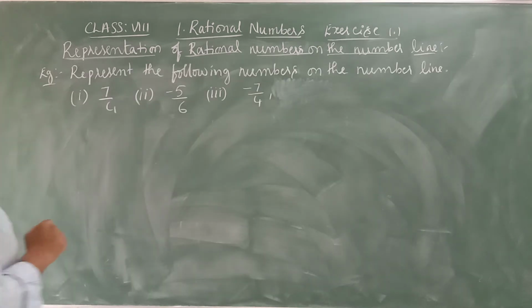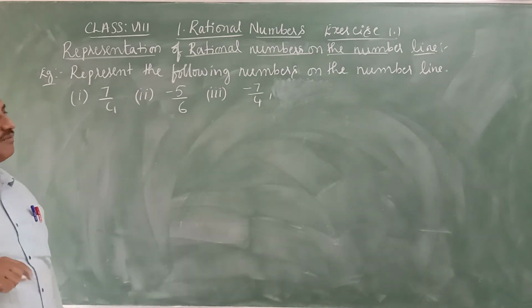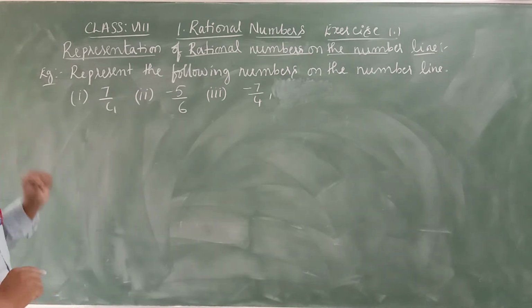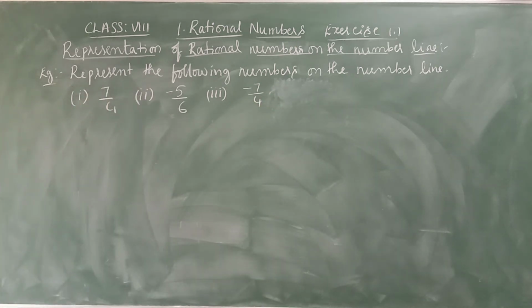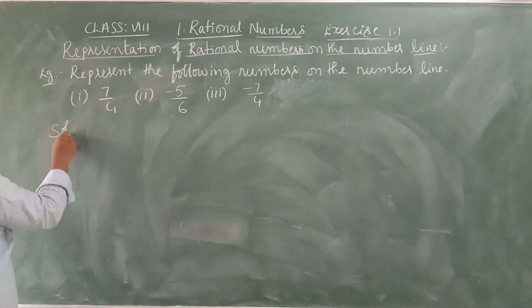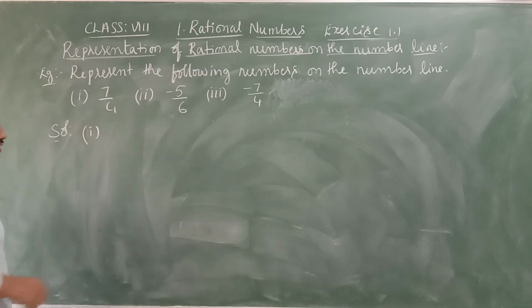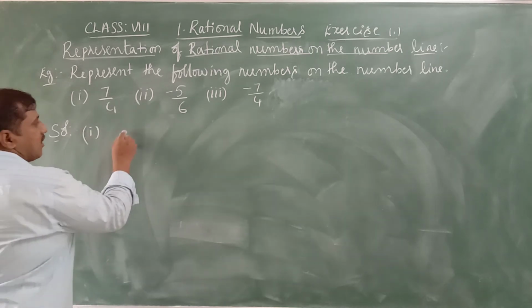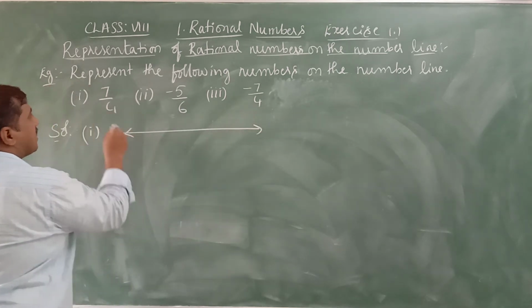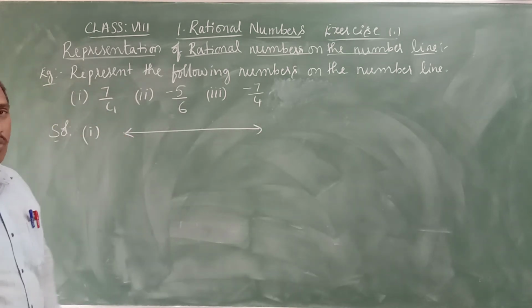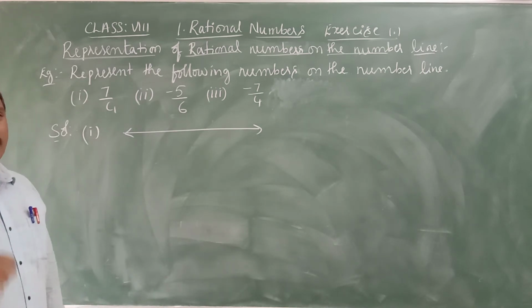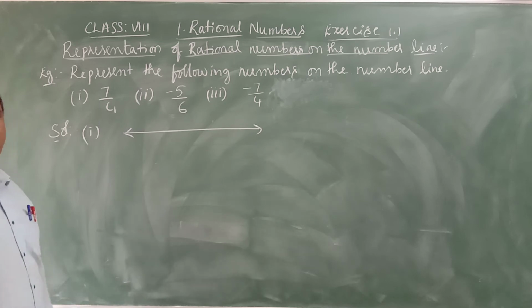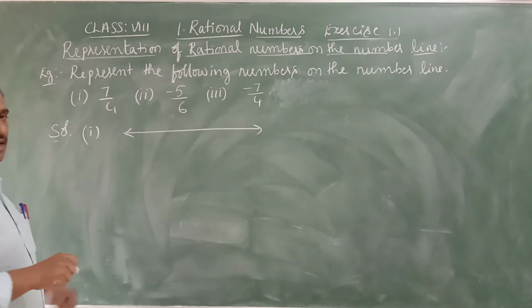Now, an example. Represent the following numbers on the number line. First we have 7 by 4, then minus 5 by 6, and the third one is minus 7 by 4. You represent them individually on different number lines. See the first one, it is 7 by 4. 7 by 4 is an improper fraction and its value is more than 1, more than 1 and less than 2. So it lies in between 1 and 2.